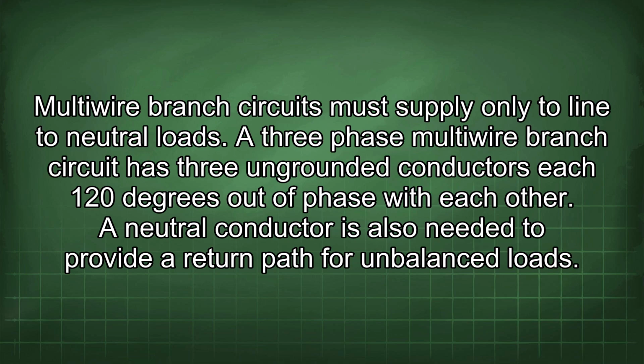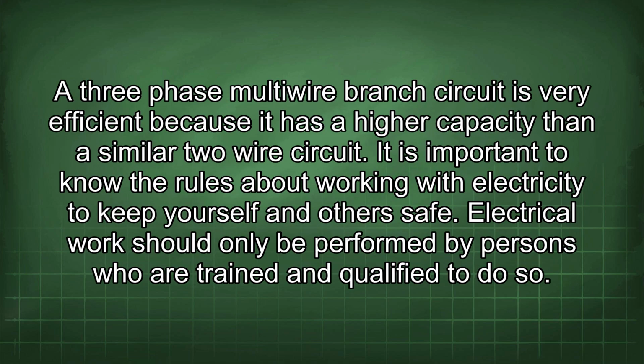A three-phase multi-wire branch circuit has three ungrounded conductors, each 120 degrees out of phase with each other. A neutral conductor is also needed to provide a return path for unbalanced loads. A three-phase multi-wire branch circuit is very efficient because it has a higher capacity than a similar two-wire circuit.